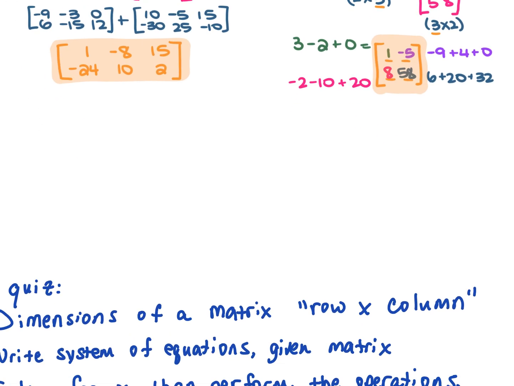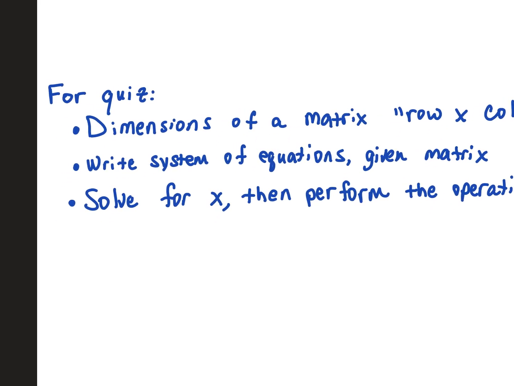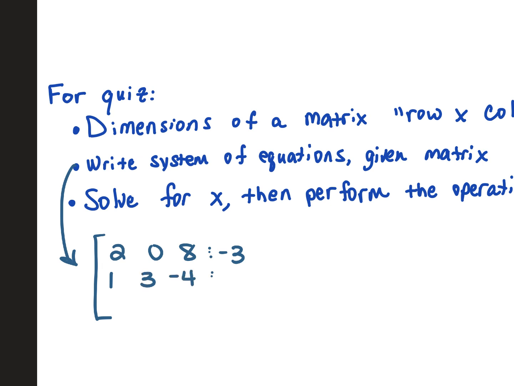So an example with write the system of equations given the matrix. If you're given the matrix of, let's say, 2, 0, 8, negative 3; 1, 3, negative 4, 5; 6, negative 7, 0, and 2. To write the system given this, remember, these are your x, these are your y's, z, and then your answers.